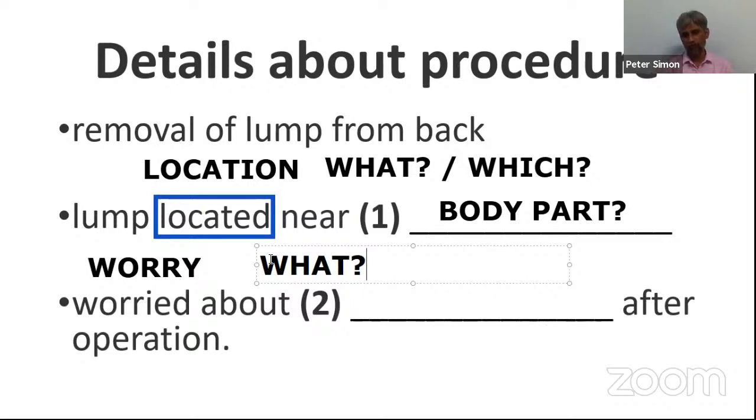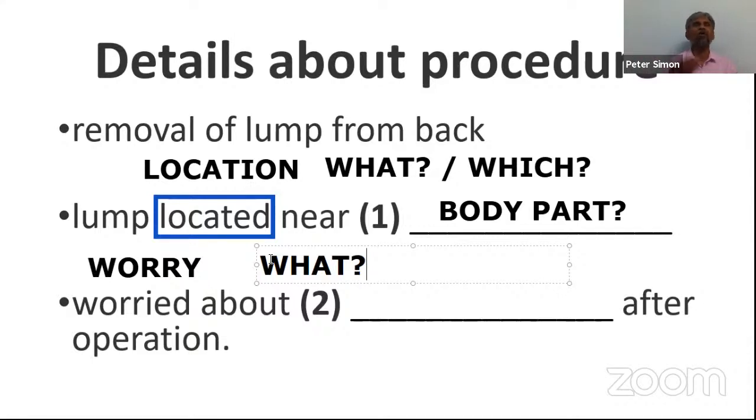Worried about what? Normally after operation, he may be worried about something. After operation, they cut, so there may be a scar. There may be some bleeding, or something else. There may be itching, or after effects, or side effects, or whatever it is, or medication. He may be worried about something after medication. So the lump will be removed. After removing the lump, that means it will be cut off.